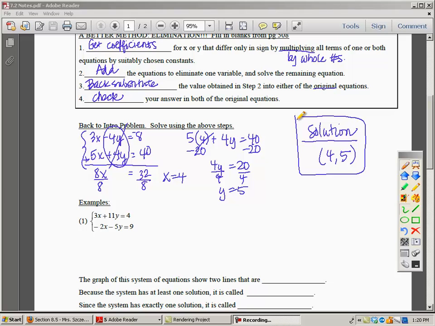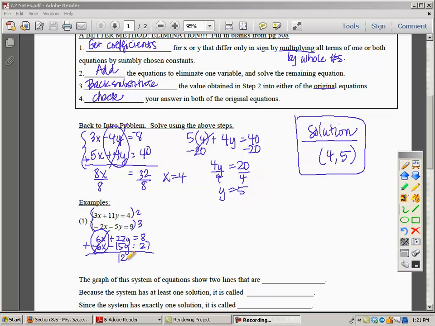Now let's go through one example together where we need to get the coefficients the same. If you look at example 1, I personally always make my x's the same. So I have a 3 and a negative 2, which means I'm going to multiply the top equation by 2 and the bottom equation only by a positive 3 because I already have the negative there. And if I do that, I get 6x plus 22y equals 8, and negative 6x minus 15y equals 27. Once I have my opposites, and I circle my opposites, I'm going to add them straight down.